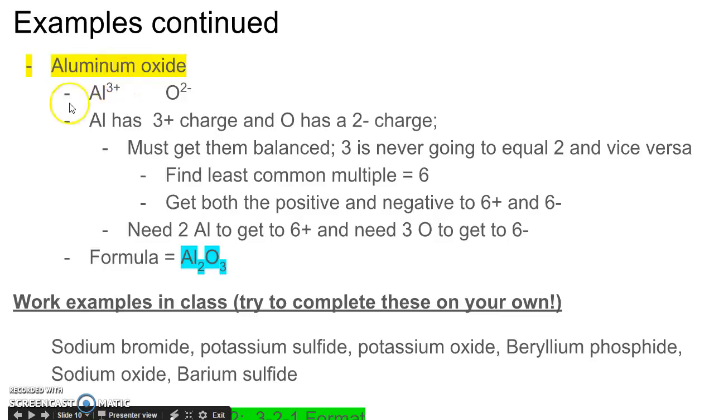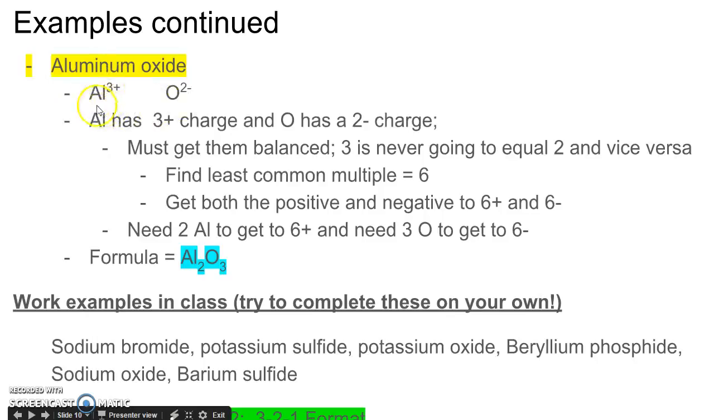The last example I'm going to take you through here is aluminum oxide. Aluminum, if you look on your periodic table, is a 3+ charge. It's in the 3+ column. And oxygen is a 2- charge. Well, clearly, aluminum has a 3+, oxygen has a 2-. I have to get these numbers balanced. 3 is never going to equal 2, and 2 is never going to equal 3. So what I have to do is find their least common multiple. The least common multiple of 3 and 2 is 6.